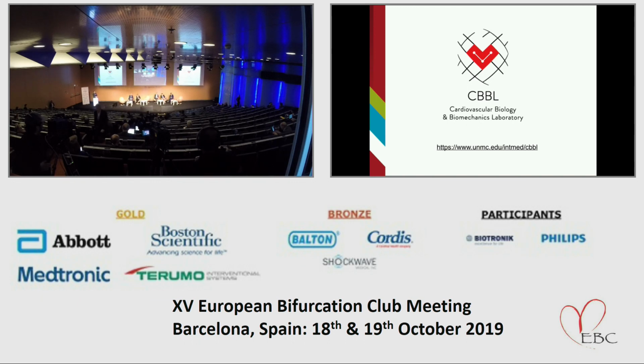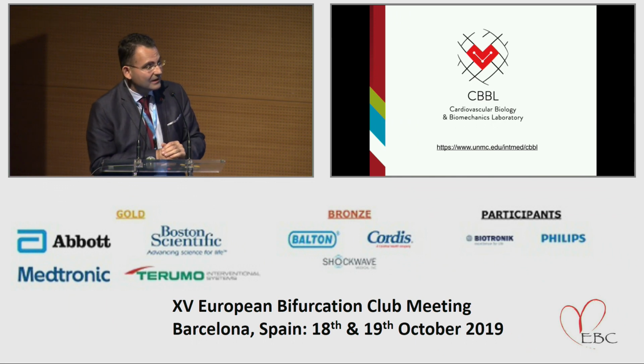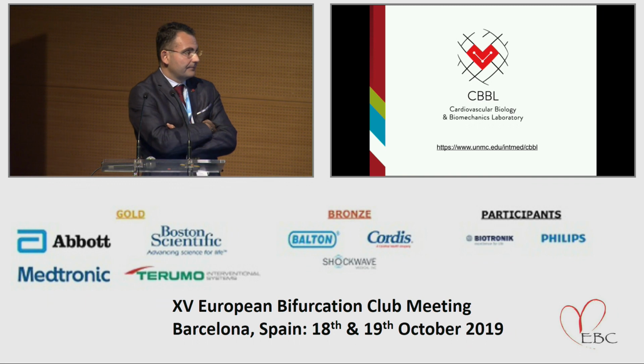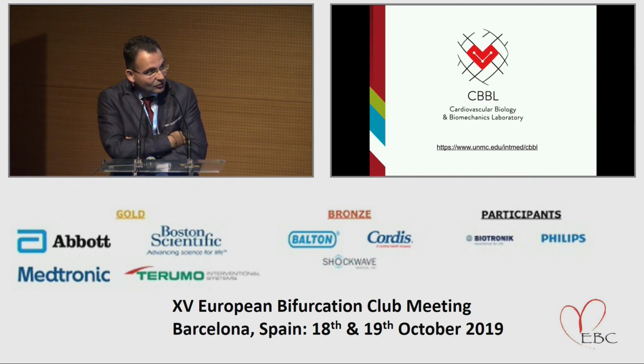But will it be also open to different engineer teams? Will it be open also to different engineer teams to work on this cloud database? Absolutely. Thank you. This is the data, but also we're going to come up with a tool with the groups to analyze those data, yes. We'll come up with a consensus on bifurcation stenting simulations.